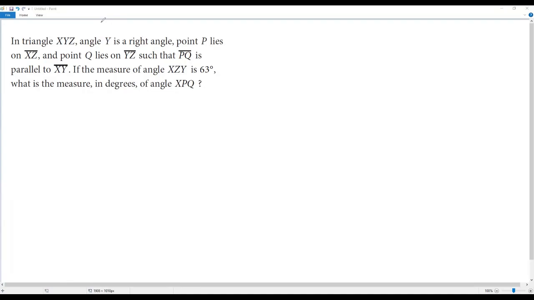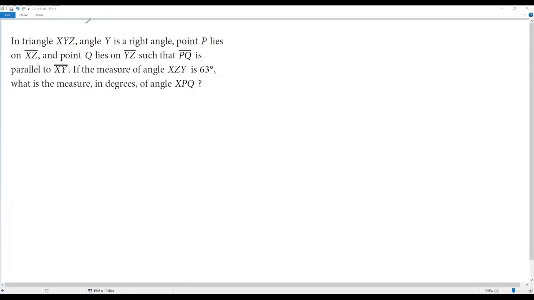In triangle XYZ, angle Y is a right angle. Point P lies on line segment XZ and point Q lies on line segment YZ, so that line segment PQ is parallel to line segment XY. If the measure of angle XZY is 63 degrees, what is the measure in degrees of angle XPQ?